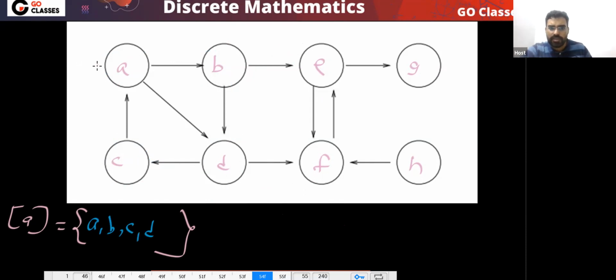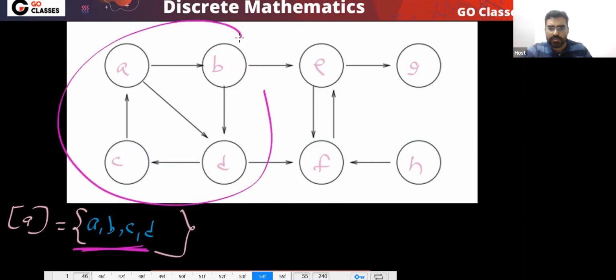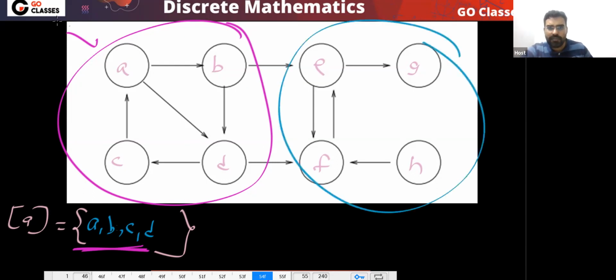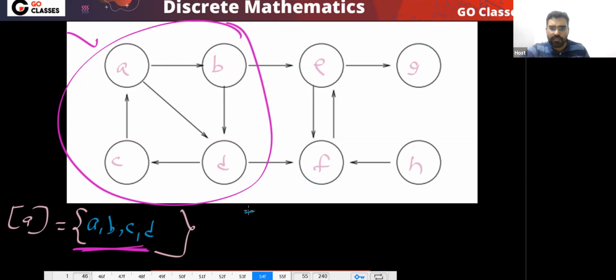Sorry, F to A. So this is the strongly connected component to which A belongs. This we got. Now forget about it. This is what we got. You cannot add anything more. So this is done. Now look at the remaining graph.